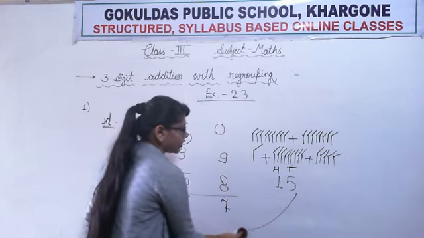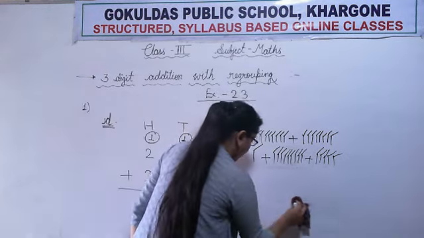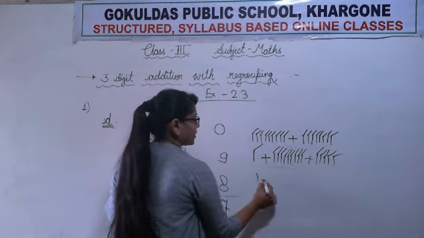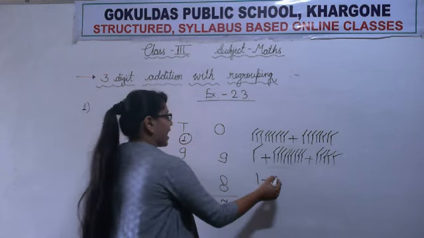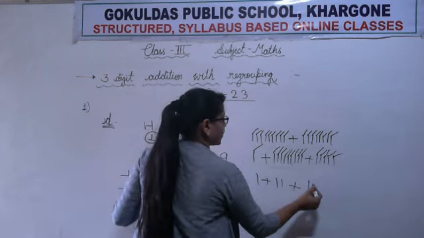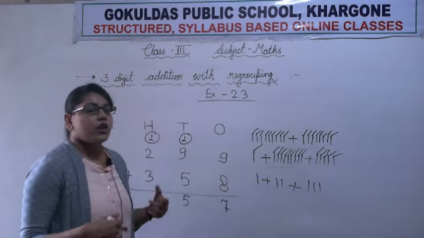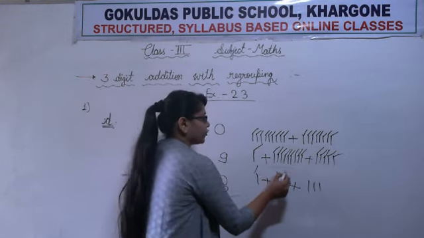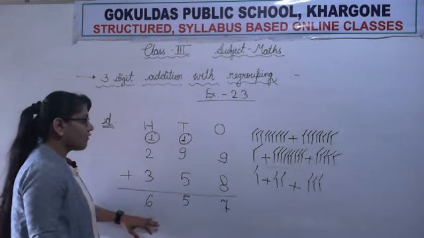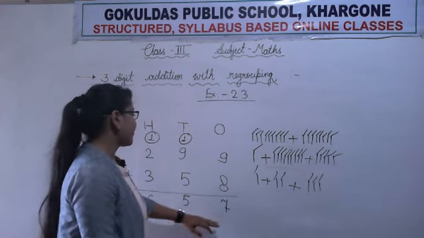Now it's the turn of the hundreds column. So first of all we will draw 1 stick for this carry, then 2 sticks for this 2, and the very last digit is 3. So we will draw 3 sticks. So let's add them all. 1, 2, 3, 4, 5 and 6. So we will write 6 here. So our answer is 657.